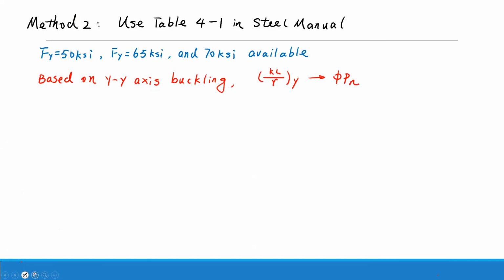The answer is yes, but we have to play a trick. Okay, so if KL are X controls, you cannot directly enter KLX into it, but you can play a trick like that. So let's take a look at it, the expression KL about x-axis.